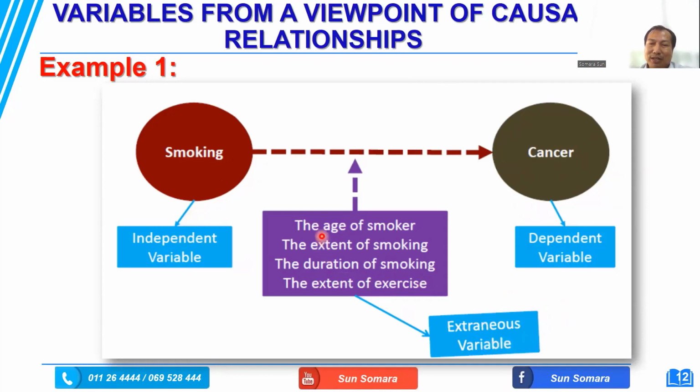Extraneous variable, what? Okay, it can be the age of the smoker. It can depend on the extent of smoking, from time to time, for 10 years, 12 years, for example. The more the person smokes, the higher the opportunity for cancer, or the condition of cancer might worsen, right? The duration of smoking, the period that they are smoking, and the extent of exercise.